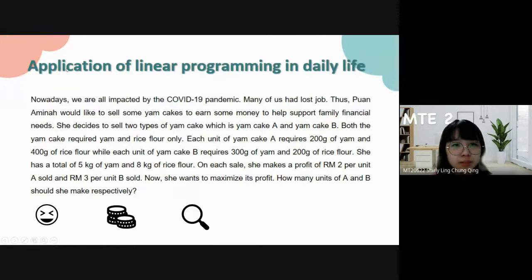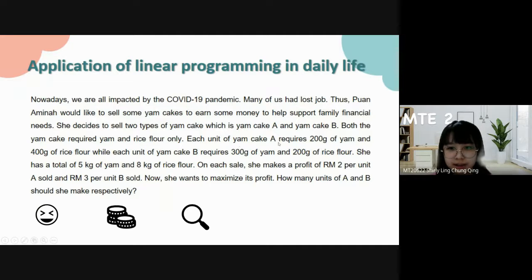Now we look at the application of linear programming in our daily life. Nowadays, we are all impacted by the COVID-19 pandemic. Many of us had lost jobs. Thus, Bon Abina would like to sell some yam cakes to earn some money to help support family financial needs. She decides to sell two types of yam cake, which is yam cake A and yam cake B. Both the yam cake require yam and rice flour only.